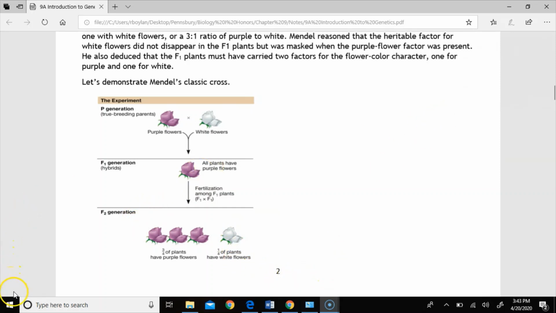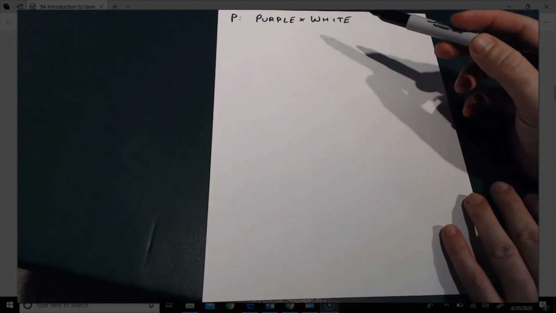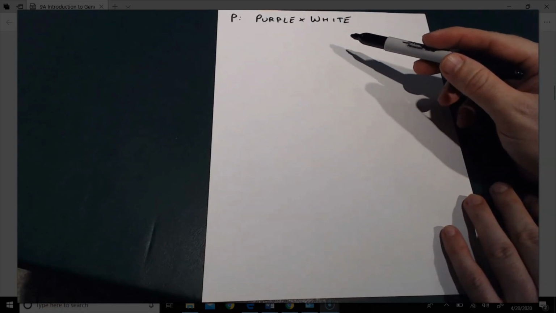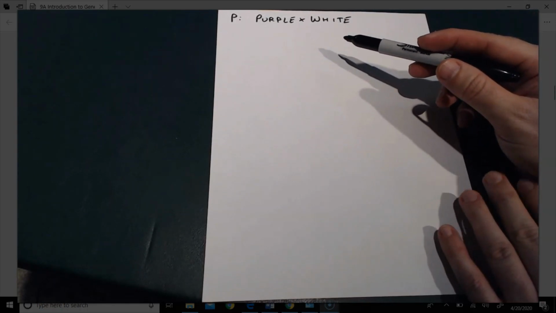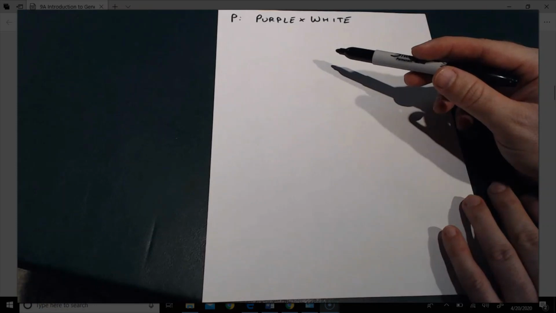All right, let's give it a try. Okay, so here we go. We know that for Mendel's cross that we've been talking about, the parents are purple and white. I do apologize, my autofocus on my webcam is a little goofy here.